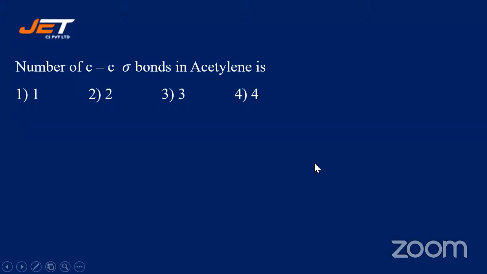Number of CC sigma bonds in acetylene is? CC sigma bonds in acetylene.